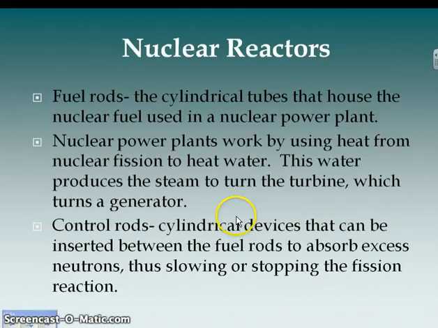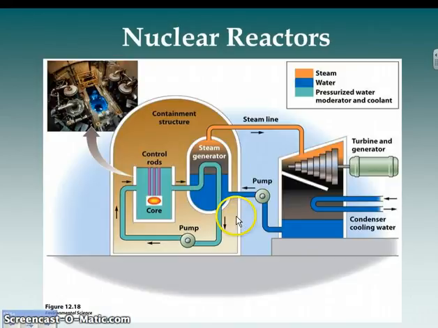I mentioned before that this fission reaction is a chain reaction, and it can go out of control if the reaction is not regulated. To make sure that the reaction doesn't go out of control, we use control rods. Those are devices that can be inserted between the fuel rods to absorb excess neutrons, and thus they'll slow or stop the fission reaction. So the control rods do exactly what they say. They're able to control the fission reaction, and the fuel rods are the rods that have the actual fuel. And this picture here is a basic setup of a nuclear reactor.